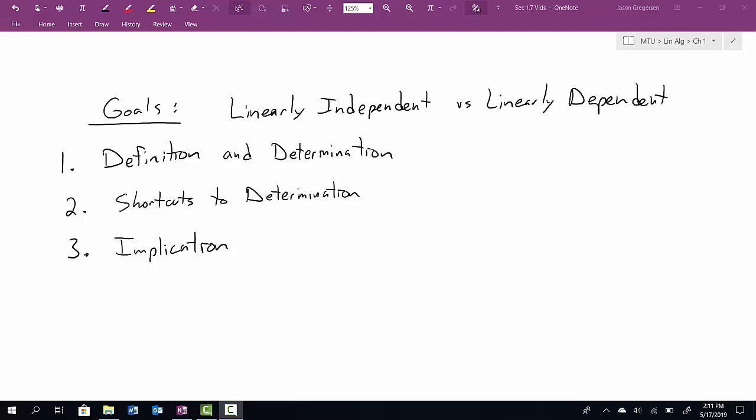In this video we're going to talk about linearly independent sets of vectors versus linearly dependent sets of vectors. In general for this topic we're going to talk about the definition of each of these and how to determine if a set of vectors is one or the other. In another video we'll talk about the shortcuts for determining whether a set is independent or dependent. And in a third video we'll talk about the implications of what it means to be independent or dependent. But in this video we're going to focus on the definitions and basic use.